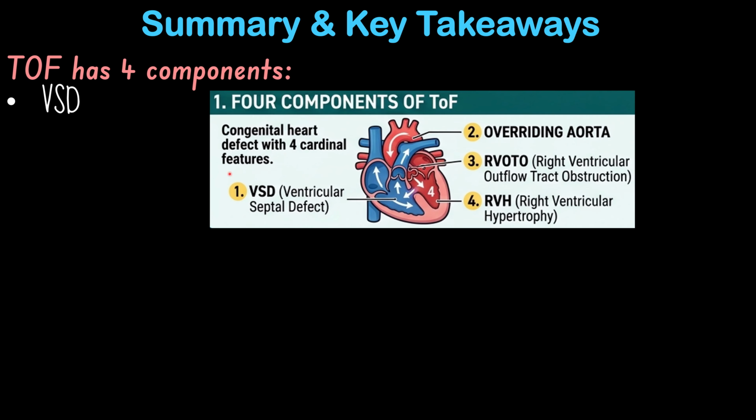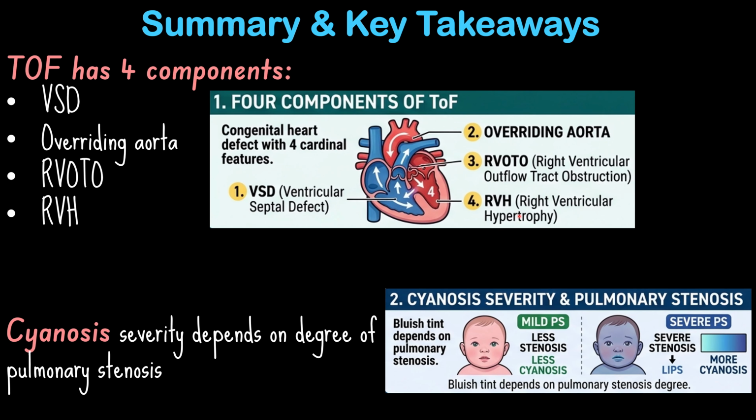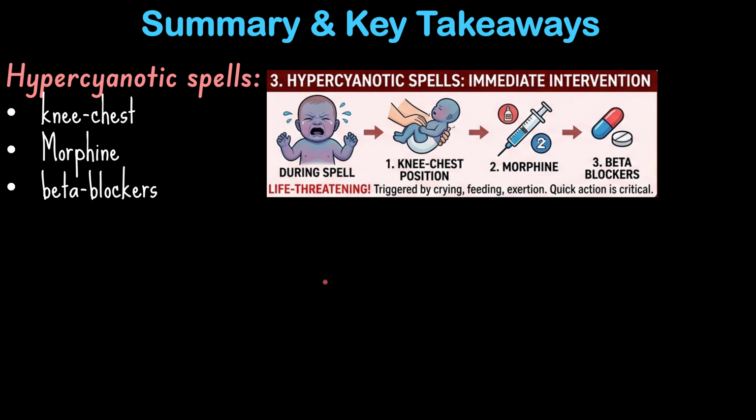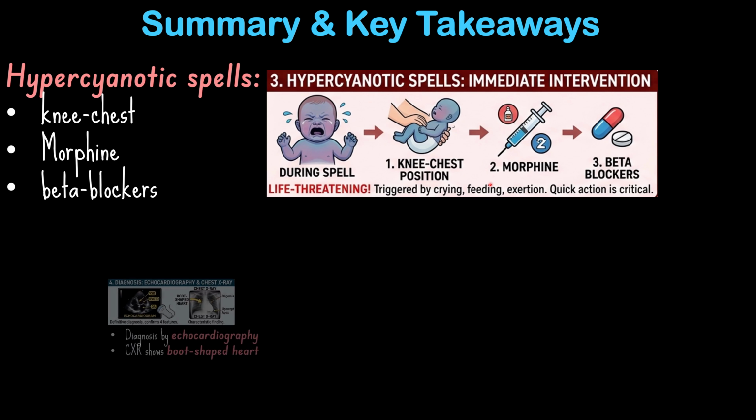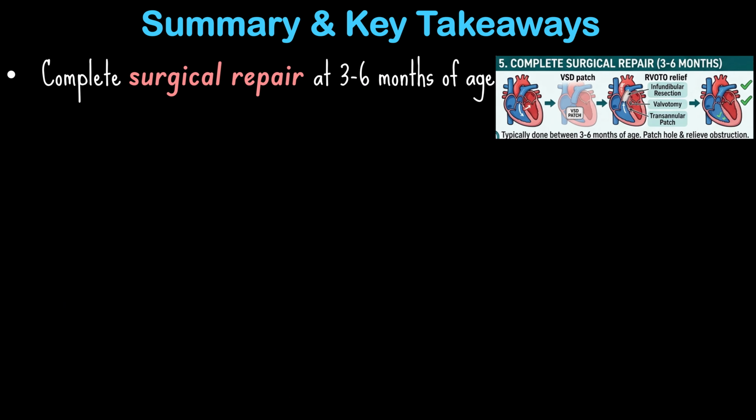In summary, Tetralogy of Fallot has 4 components: ventricular septal defect, overriding aorta, right ventricular outflow tract obstruction, and right ventricular hypertrophy. The severity of cyanosis depends on the degree of pulmonary stenosis. Hypercyanotic spells require immediate intervention with knee-chest position, morphine, and beta blockers. Diagnosis is made by echocardiography, and chest X-ray shows a boot-shaped heart.